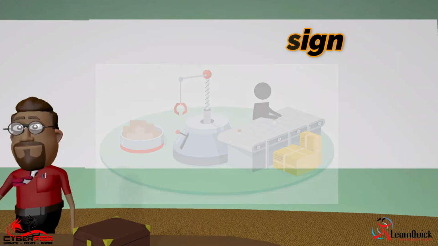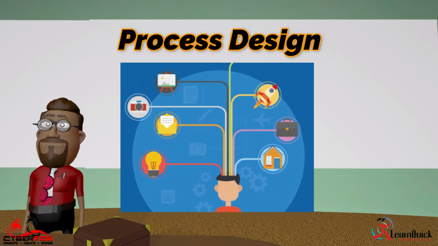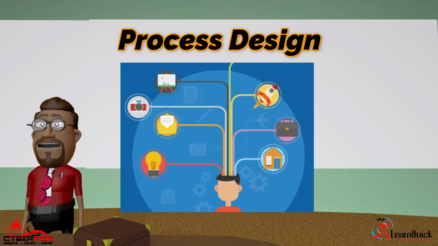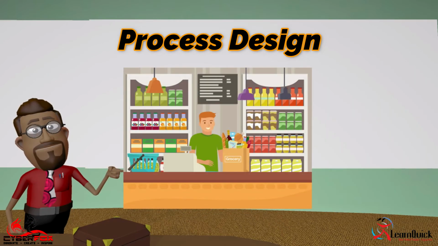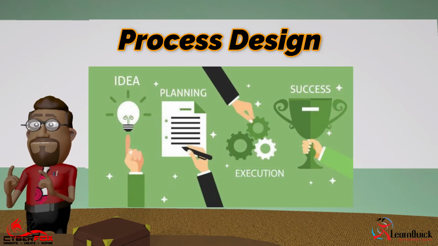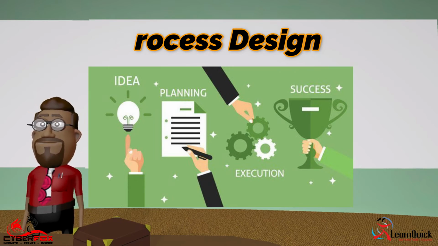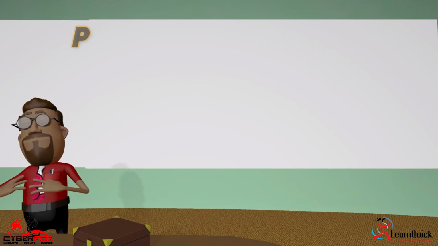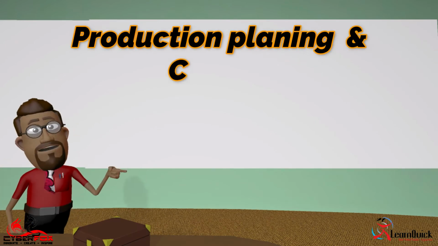The fourth function is process design, which is the microscopic decision-making of an overall process route for converting the raw materials into finished goods. The decision includes the selection of a process, choice of technology, process flow analysis, and the layout of the facilities. The fifth function is production planning and control, which is the last function we will look at in this session.